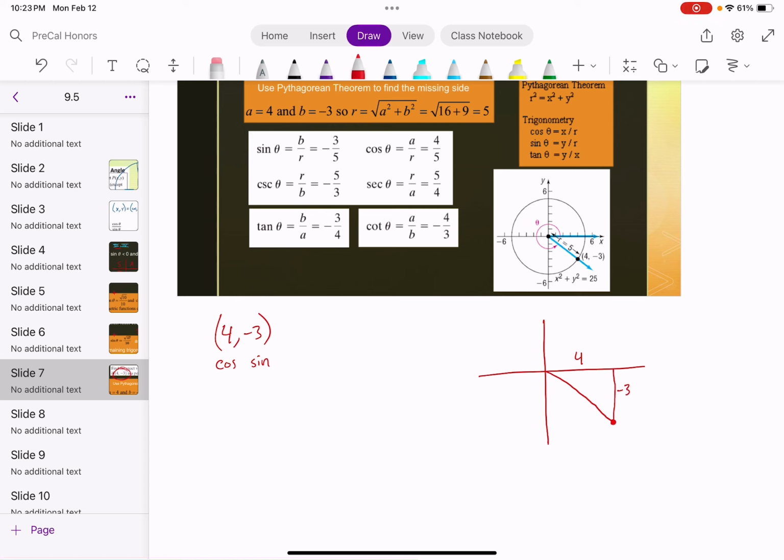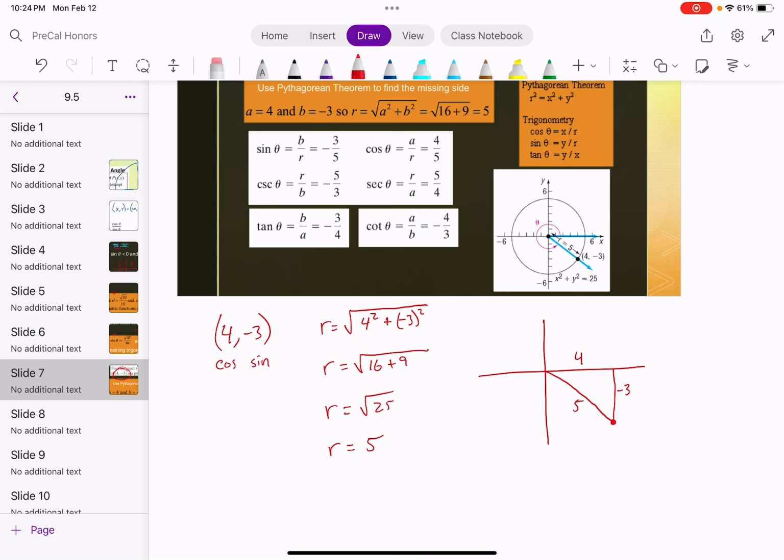We need to go ahead and find our hypotenuse or our radius, because remember, we're working with a circle. This is where we use the equation of r is equal to the square root of a squared plus b squared, or x squared plus y squared. So 4 squared plus -3 squared. We end up with 16 plus 9, which gives us the square root of 25, which gives us our radius being 5.